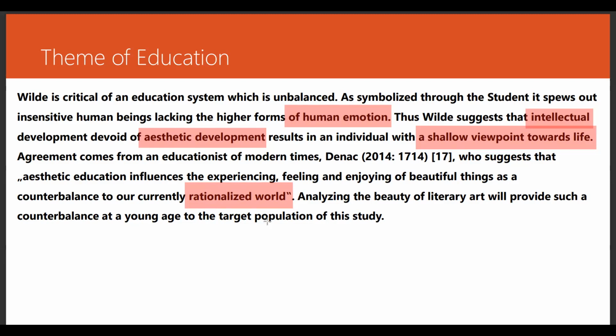Rationalized. So we are running behind a mirage. We are running behind money. At the end of the day, we have achieved everything, but we have lost something. That is happiness, right? So some people are really rich, but they are really poor because they have only gained money.